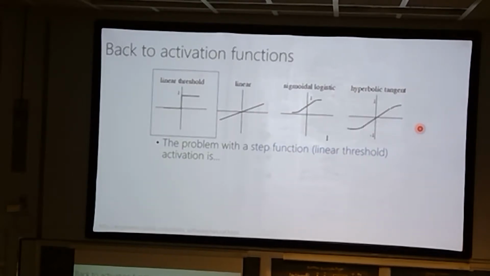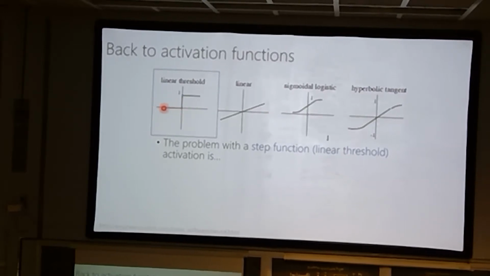So what's the problem with this one? Should we use these? Can we use these? What would go wrong? Not differentiable. It's non-differentiable, so yeah, that's right. You wouldn't get any gradient information because the gradient's 0 here, it's undefined here, and it's 0 here.